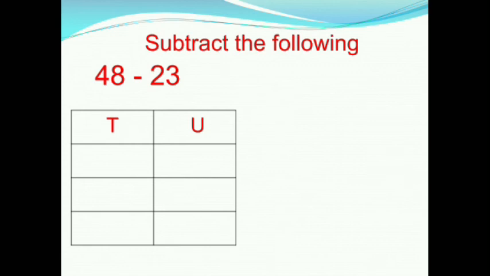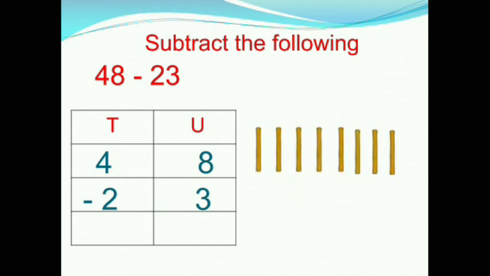sticks for the numbers in the tens place. Now, subtract 23 from 48. First, we should write the numbers in the place value table according to the place of each digit. First, we should subtract units place digits. They are 8 and 3. First, we have 8. So, we will draw 8 sticks. Next number is 3. So, we will cut 3 sticks. Now, how many sticks are remaining? 1, 2, 3, 4, 5. 5 sticks are remaining. So, we will write 5 in units place.